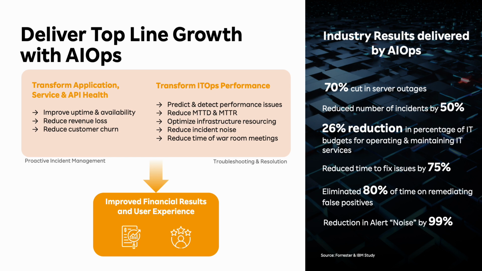In all these cases, how AIOps could help is by providing centralized monitoring, reducing escalation, improving resolution rates, and enhancing RCA. Our main objective is to help industries improve uptime and availability by predicting and detecting performance issues, thereby reducing the MTTD and MTTR, reducing revenue loss by optimizing infrastructure resourcing, and reducing customer churn by fast identification and resolution of incidents.